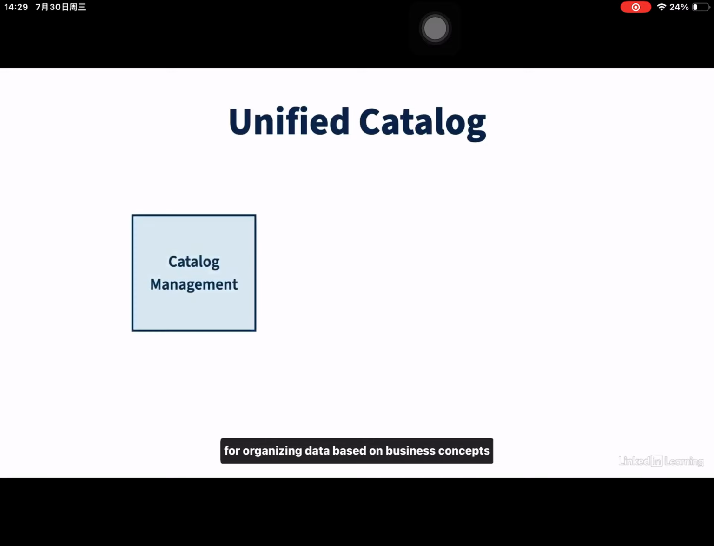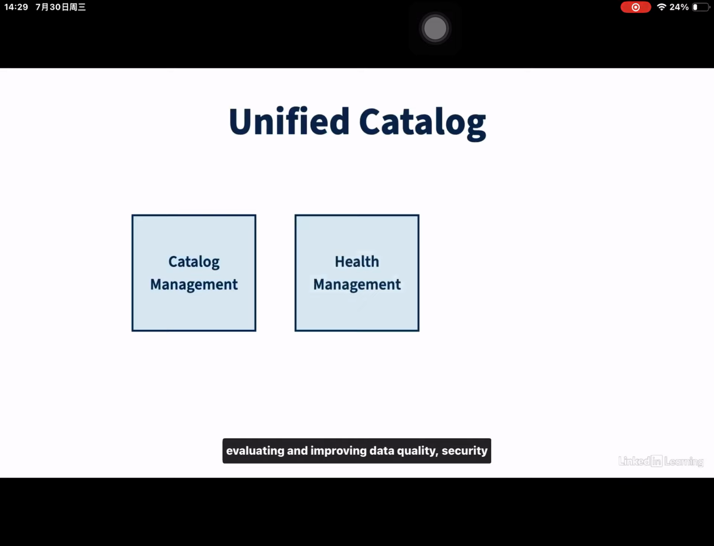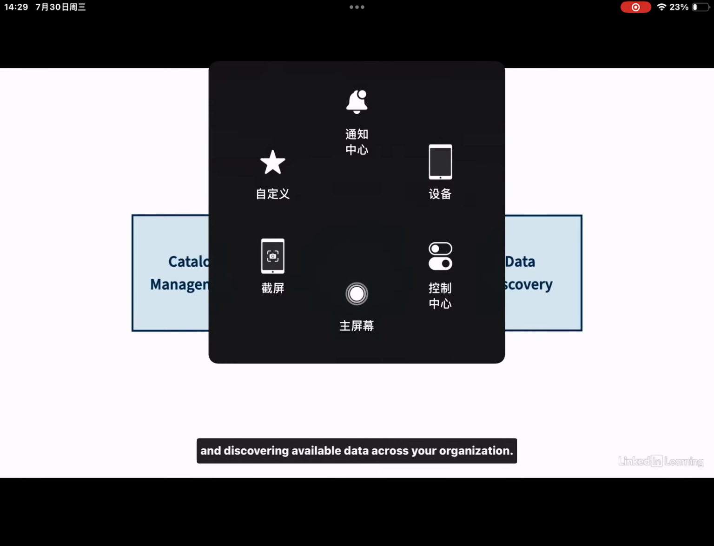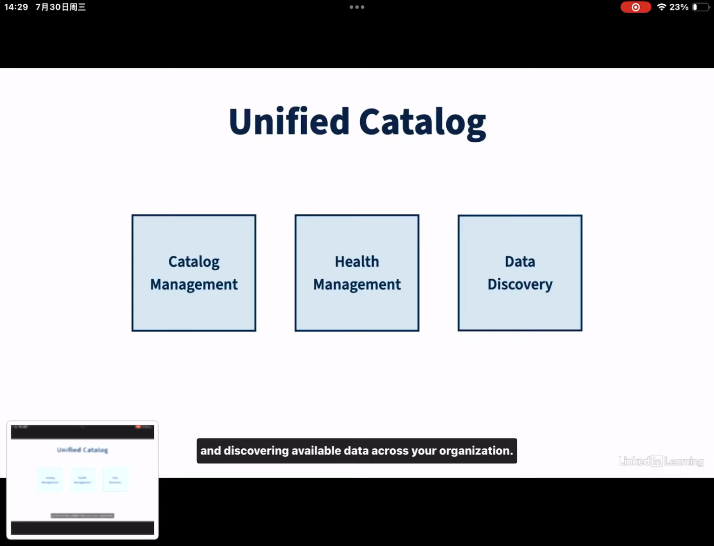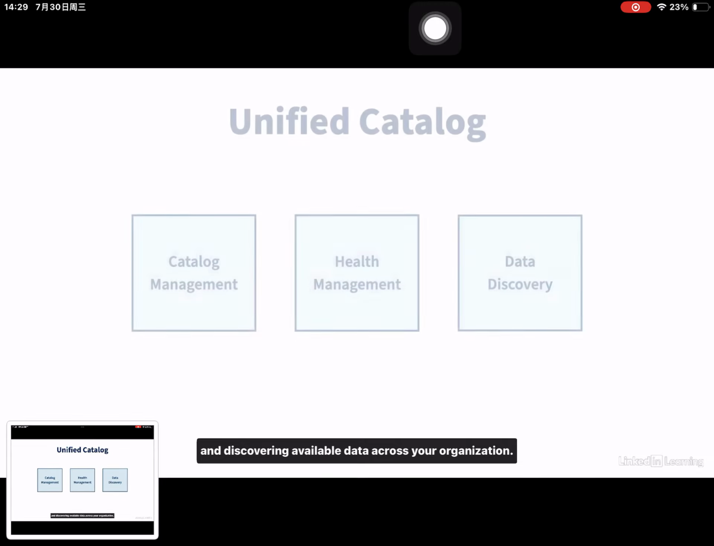Catalog management for organizing data based on business concepts and needs, while adding business context to your data assets. Health management for monitoring, evaluating, and improving data quality, security, and compliance. And data discovery for browsing, searching, and discovering available data across your organization.